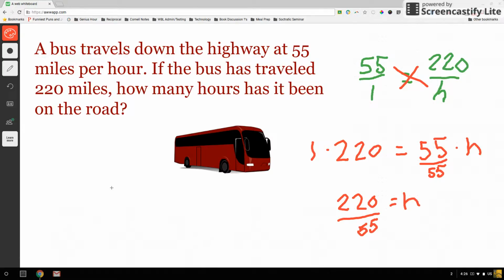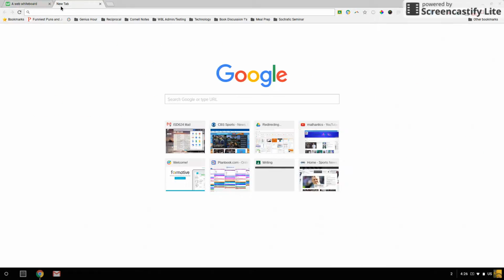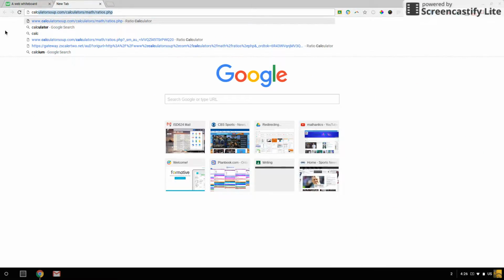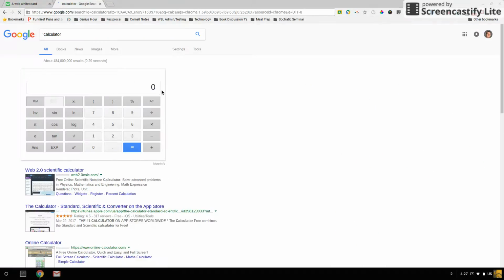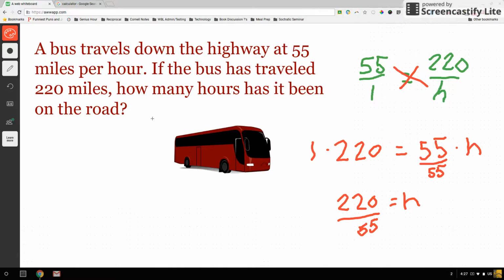Let's just pull up our calculator and we will do it. 220 divided by 55 gets us 4. So how many hours has it been on the road? 4 hours.